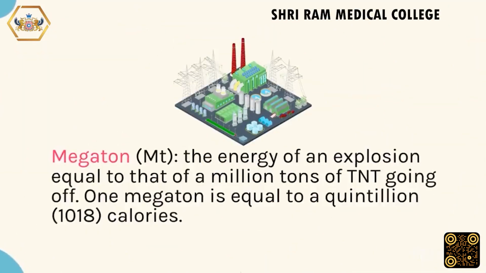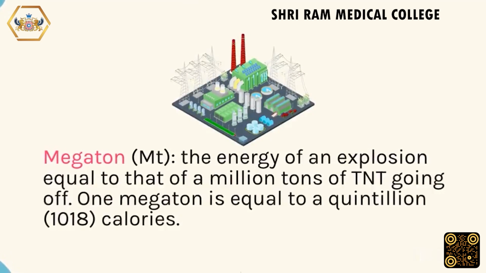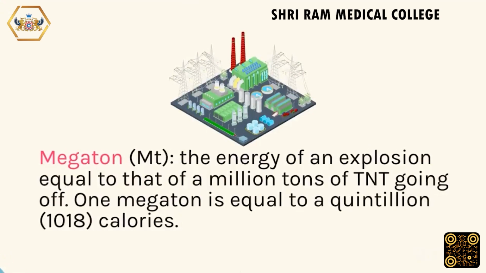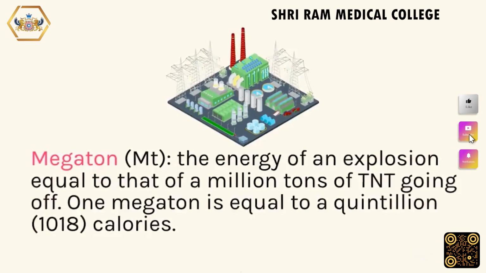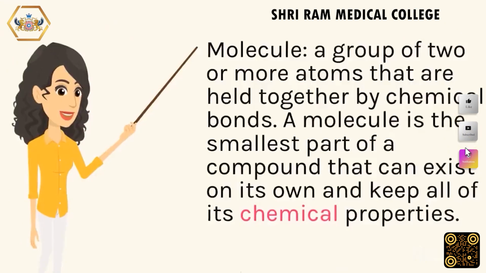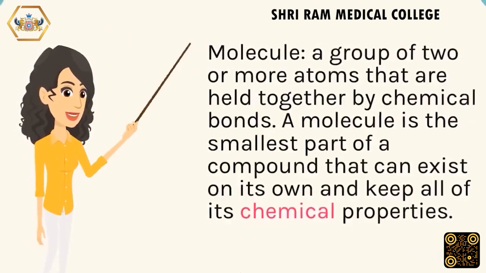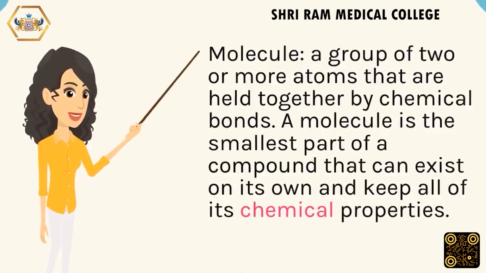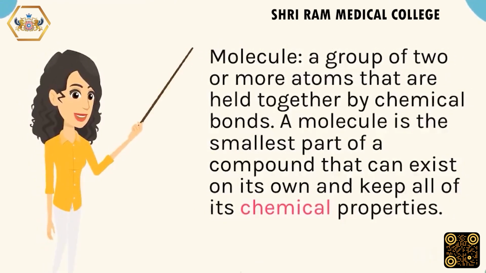Megaton. The energy of an explosion equal to that of 1,000,000 tons of TNT going off. 1 megaton is equal to a quintillion, 10^18, calories. Molecule. A group of two or more atoms that are held together by chemical bonds. A molecule is the smallest part of a compound that can exist on its own and keep all of its chemical properties.